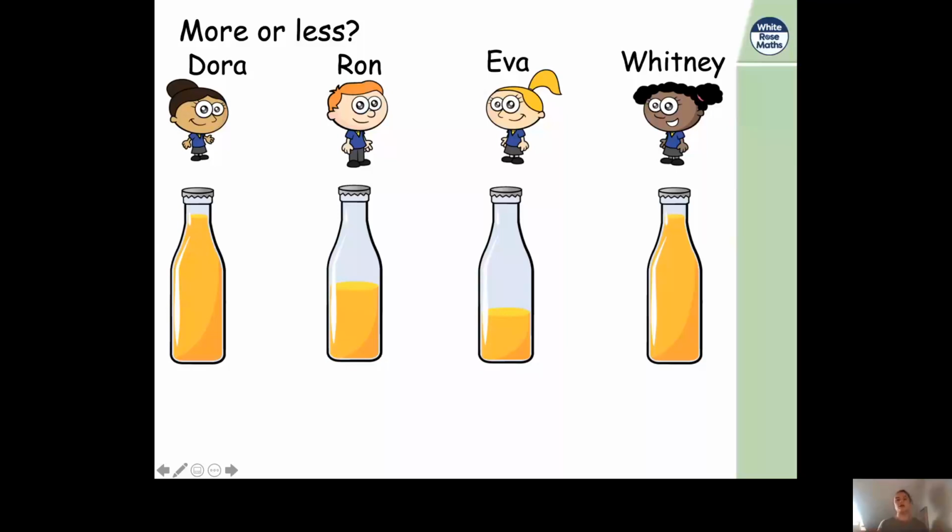Okay, so let's have a look. Well, we know that Eva's bottle is almost empty, whereas Whitney's bottle, we can see, is almost full. There's just that little bit at the top that hasn't got any juice in it. So therefore, Eva's bottle is almost empty and Whitney's bottle is almost full. So has Whitney got more or less juice than Eva? Well, Whitney has got more juice than Eva, because Whitney's bottle is almost full and Eva's bottle is almost empty. So well done if you wrote the same sentence there. That's fantastic.